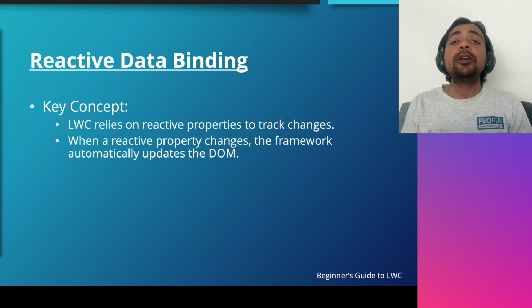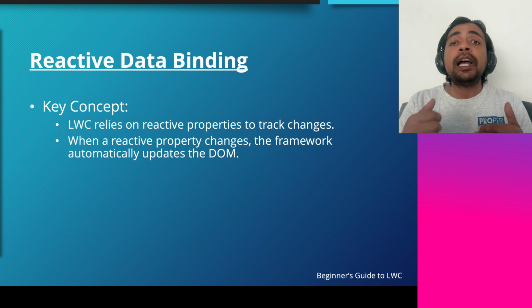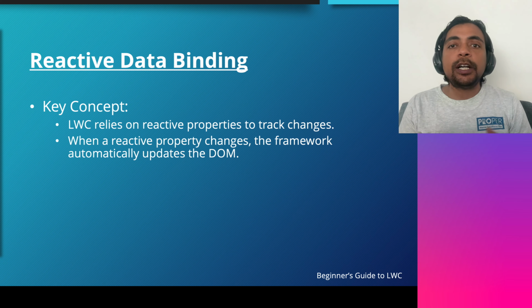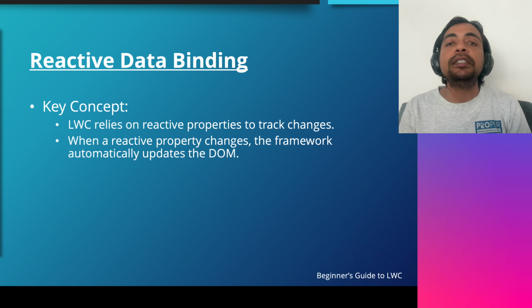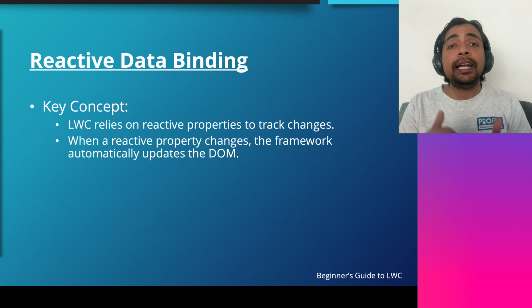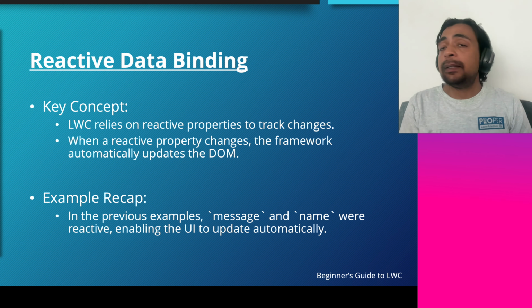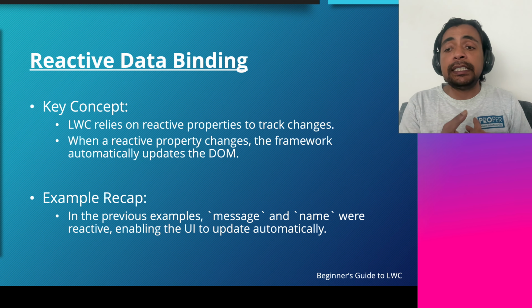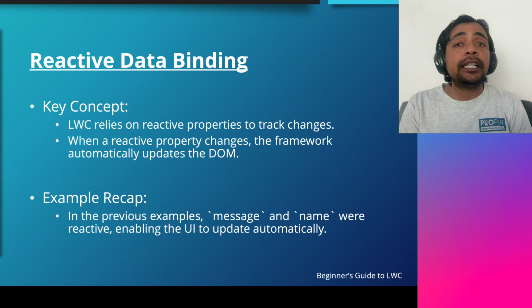Of course, if we go with a complex variable like an array of objects, then in those situations we have to make it reactive from our end. We will talk about @track later down the line, and then you will know how we can make complex variables reactive. But in LWC, by default, all the simple variables have the reactive property, and hence any change made on them will automatically update the DOM, that is nothing but the document object model. In the previous example that I showed you, the message and the name were reactive because making a change on them will automatically update the user interface.